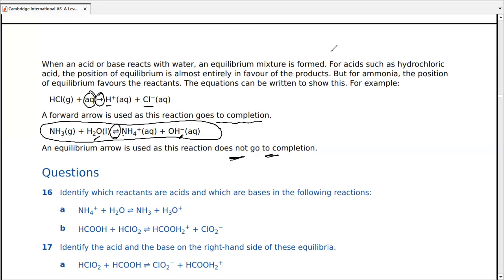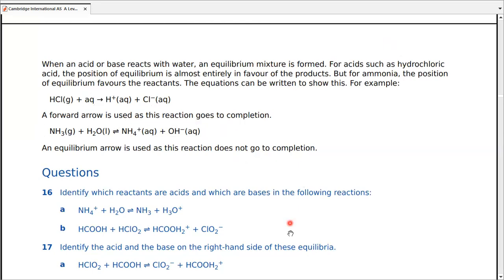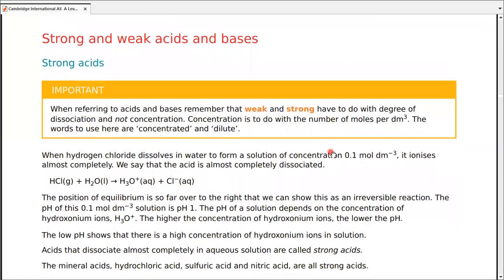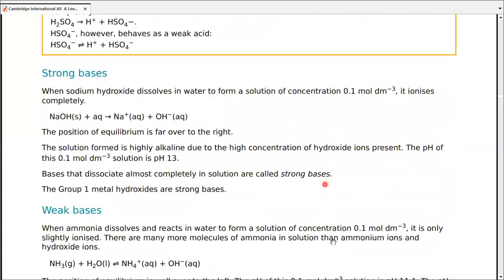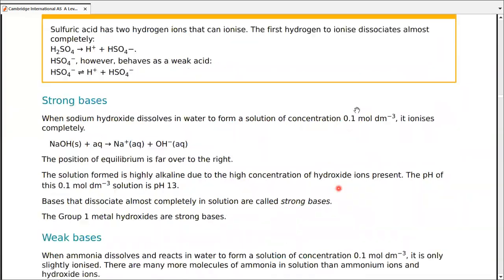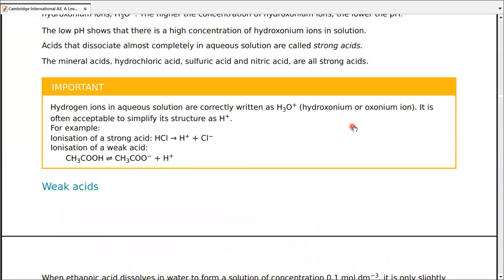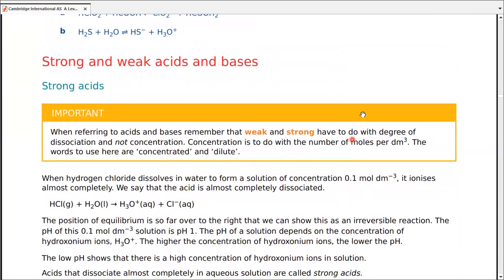I hope that explains it. Okay, so moving on, we do understand the difference between strong acids and strong bases, or the weak ones. Okay, this might take more time than what we have originally for the class today.